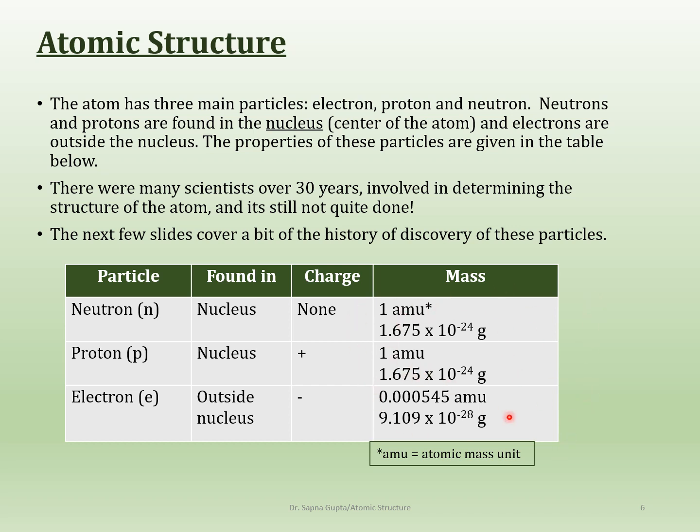I've written AMU also because we talk a little bit about AMU sometimes, and AMU is atomic mass unit. What this shows you is that the neutron and the proton have the same mass, which is 1 AMU, and you can see that in the gram weight also. The electron is really, really small. Look at the AMU ratio: 1 is to 0.00. So the neutron and the protons are about 1,000 times heavier than the electron. And then look at the gram weight. See how small this is. These are very, very small particles.